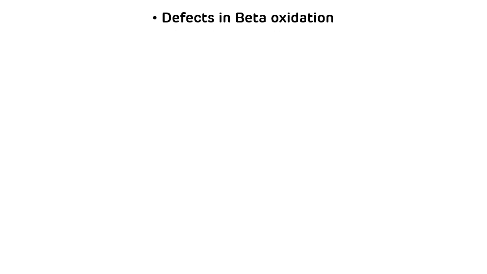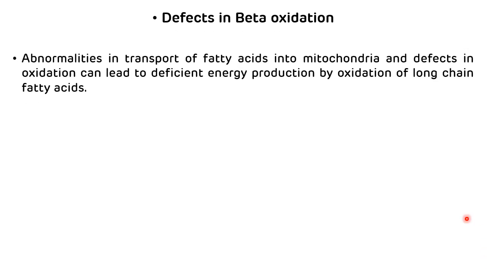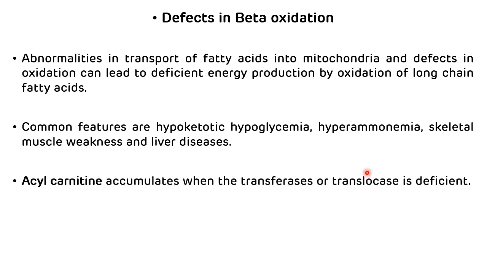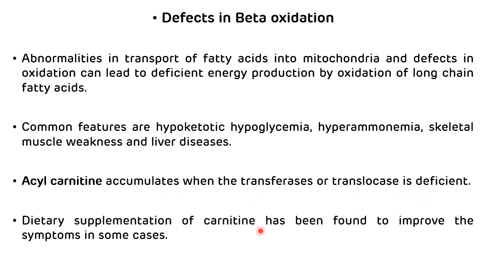Now, defects in the beta oxidation. The abnormalities in the transport of fatty acid into the mitochondria and defects in the oxidation can lead to deficient energy production by the oxidation of long chain fatty acids, and it can lead to hypoketotic hypoglycemia, hyperammonemia, skeletal muscle weakness and liver diseases. Acyl carnitine accumulates when there is any defect in the transferase or translocase enzyme, and dietary supplementation of carnitine has been found to improve the symptoms in some cases. So this is about the defects in the beta oxidation.